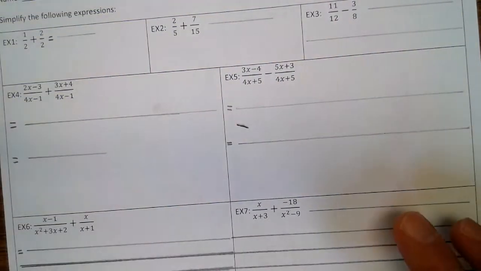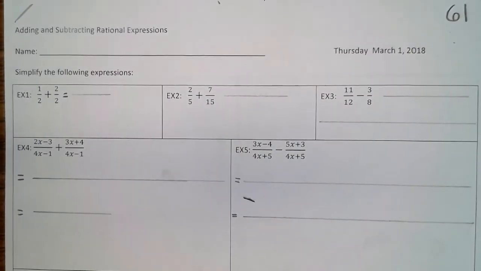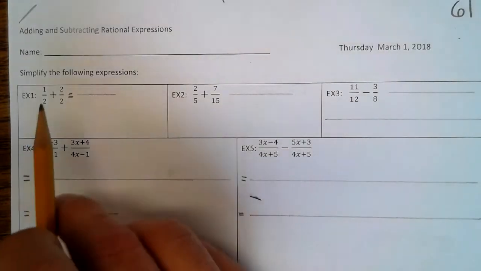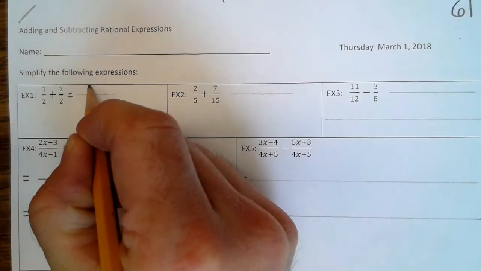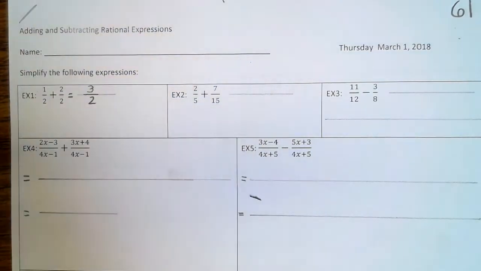Let's take a look at our examples. Adding and subtracting rational expressions. Simplify the following expression. So we're going to start example 1 out with common denominators. The denominators are common, so you just add the numerators. So 1 plus 2 is 3 divided by 2. There is no special 1. We don't need to simplify the numerator, and we don't need to factor the numerator and divide out common factors. So basically, you're done. 3 divided by 2.